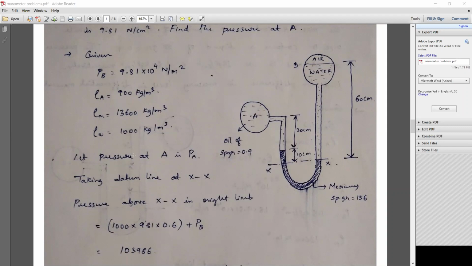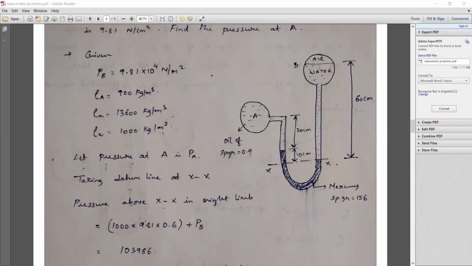Okay. After that, now see the left side limb. In the left limb, how many pressures will you get above the datum line? Two pressures, because of the height in the pipe. One is this fluid, one is this mercury fluid, and one is the unknown pressure PA in the pipe. So totally three will be there: PA plus rho G into this height plus rho G into this height. Rho changes for these two fluids because the two fluids are different.